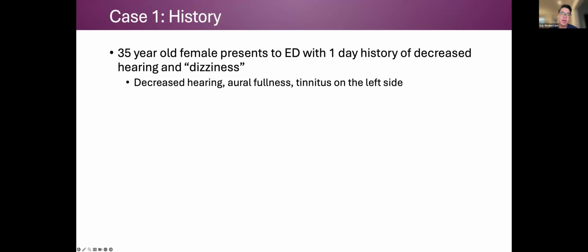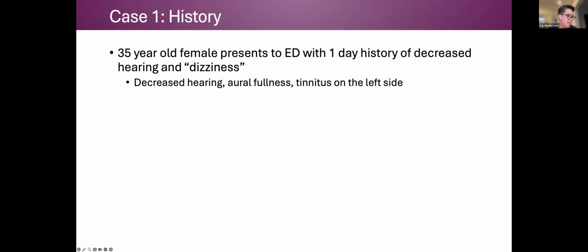And she's reporting she woke up with decreased hearing, aural fullness, and tinnitus. Okay, and when you look in the ear, what do you see? Normal ear, TM intact, no fluid on the inside. Okay, and then does she have nystagmus? She does not have nystagmus. Okay, so you've performed the HINTS exam. Are there any positive signs from the HINTS exam?